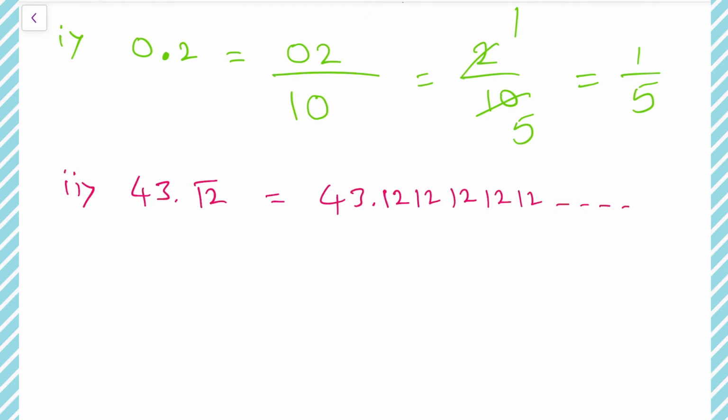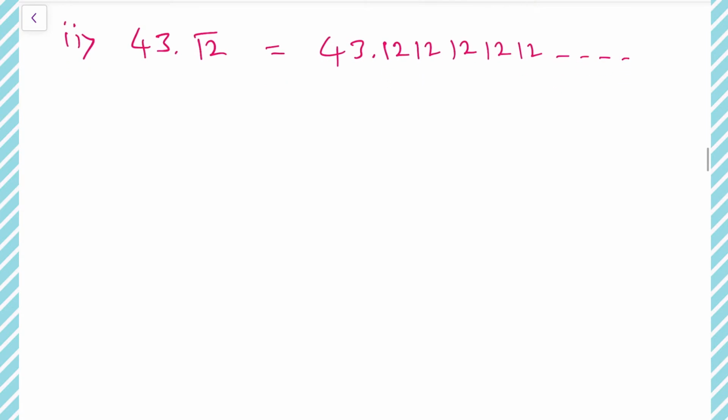Now whatever the given question is, we need to take it as some constant x. So x is equal to 43.12 1 2 1 2 1 2 1 2 and so on. This is equation number 1. Now the next step is multiplying this equation 1.